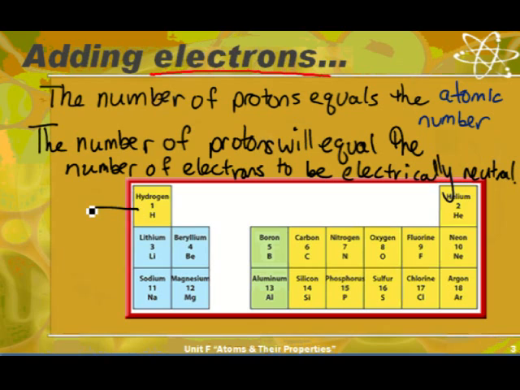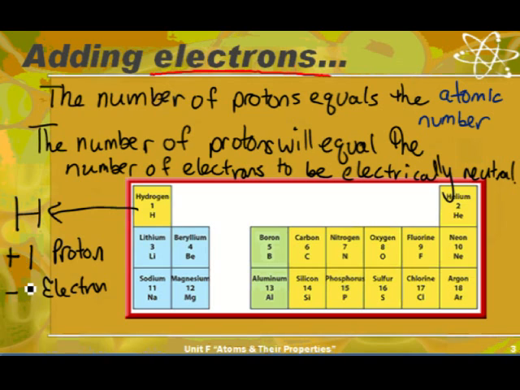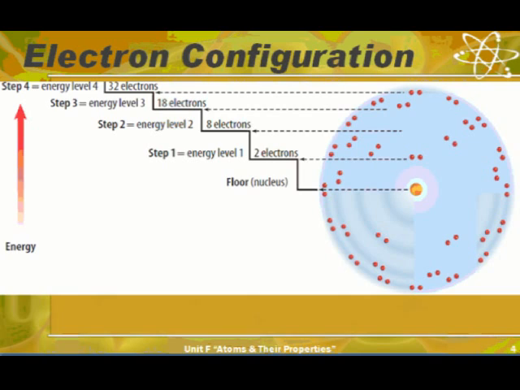For example, let's look at hydrogen. Hydrogen has one proton, which is positive, and it would have one electron. Electrons are negative, so there would be a zero charge for that atom. That would be the same for all of the atoms. So take, for instance, aluminum. Aluminum would have 13 protons from the atomic number, and to be electrically neutral, it would have 13 electrons.